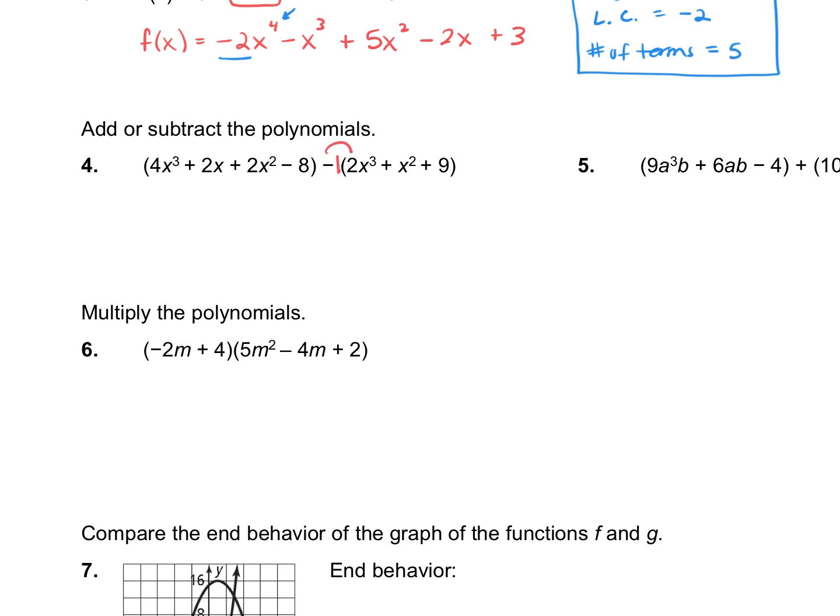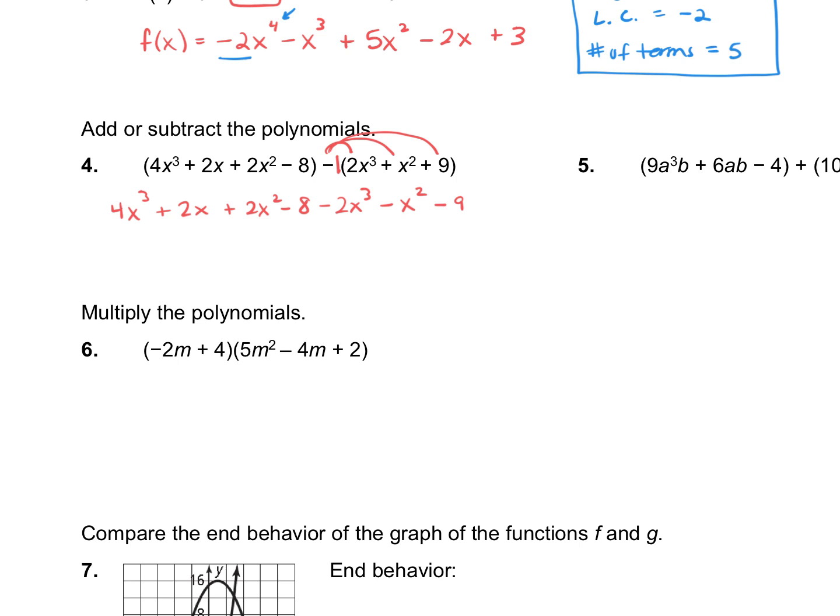Negative 1 times 2x cubed is a negative 2x cubed. Negative 1 times x squared is a negative x squared. Negative 1 times 9 is a negative 9. I'm going to carry down the first polynomial. There's no changes to that one. So 4x cubed plus 2x plus 2x squared minus 8. And then it just goes right in line with when we distributed that negative 1.